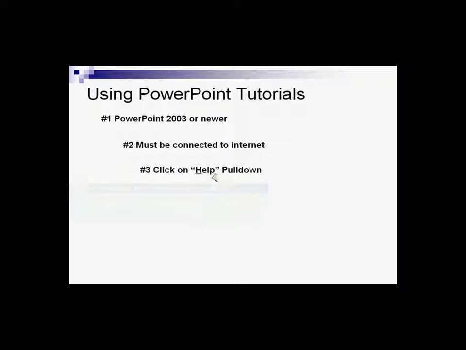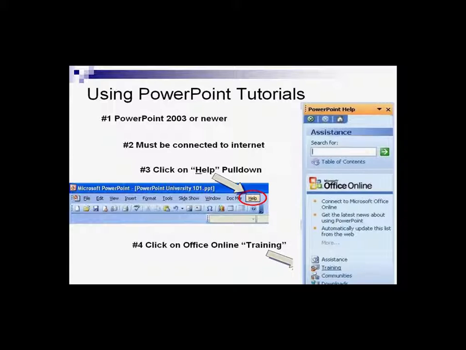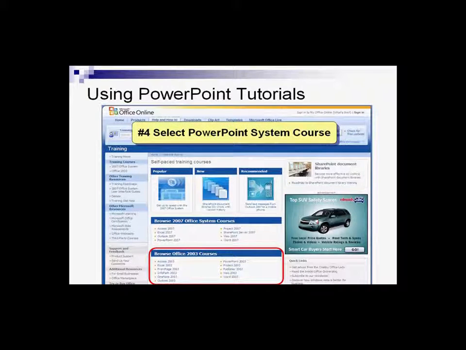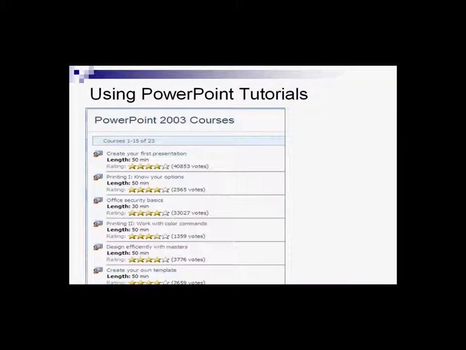Simply click on the Help pull-down. A PowerPoint help window will pop up. Select the training option. This will start your internet browser, which will go to the Microsoft home page. A list of Microsoft Office courses is listed. Simply select the PowerPoint option from the appropriate menu. A list of courses will appear.